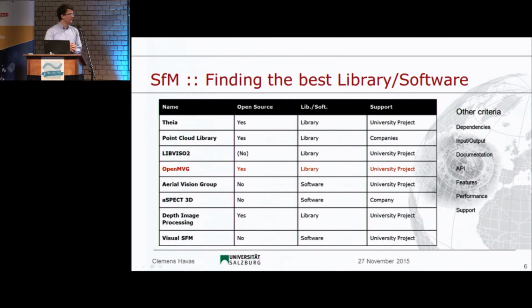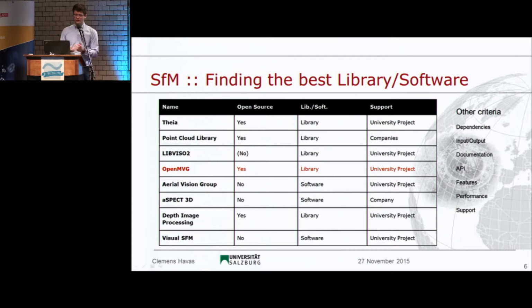So at the start we have an evaluation phase and looked at different libraries and software to find the best solution for us. One of our major criteria was that they have to be open source, so that we can reprogram parts of it and get our hands on the code. And half of them were open source, and one of them is in brackets, the libviso2, because they state that they are open source, but they never sent us any code, so in our definition they are not open source.